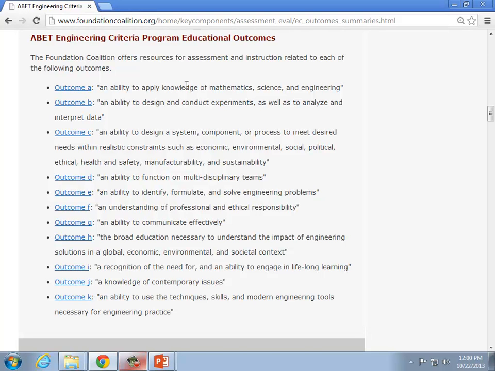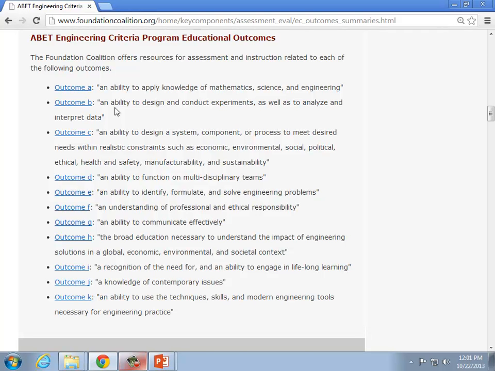And one of the things that ABET insists on is that engineering graduates have, as written in Outcome B, an ability to design and conduct experiments as well as to analyze and interpret data. So what we've been doing so far in the semester, experiments 1 through 8, we're conducting experiments. And you have been analyzing and interpreting data.